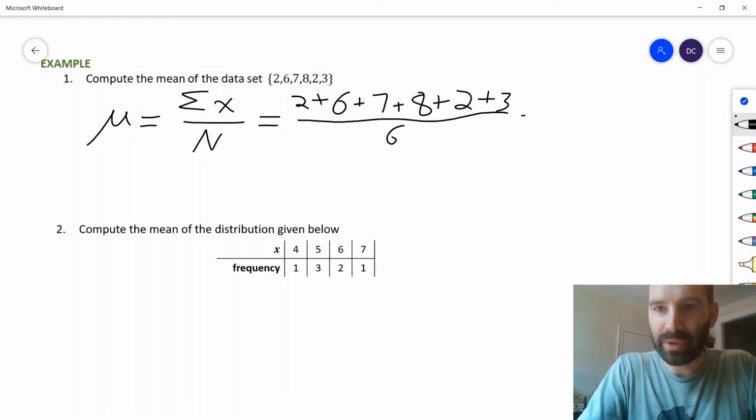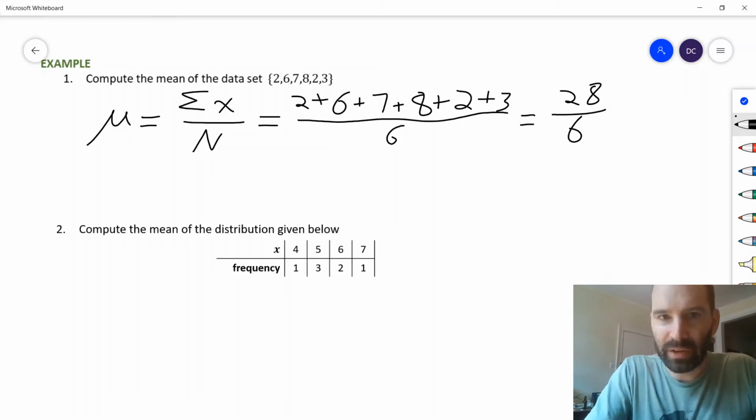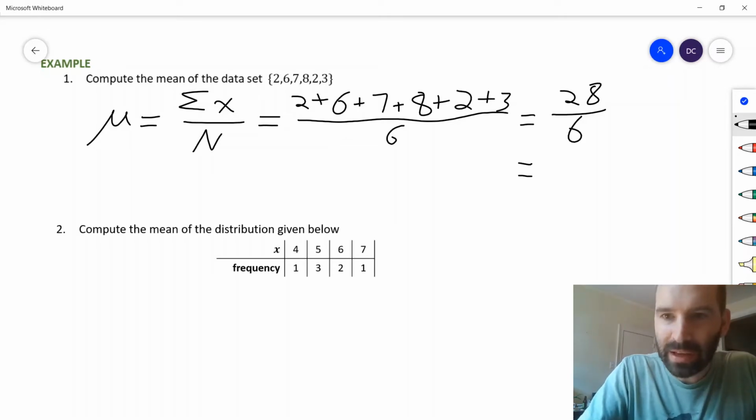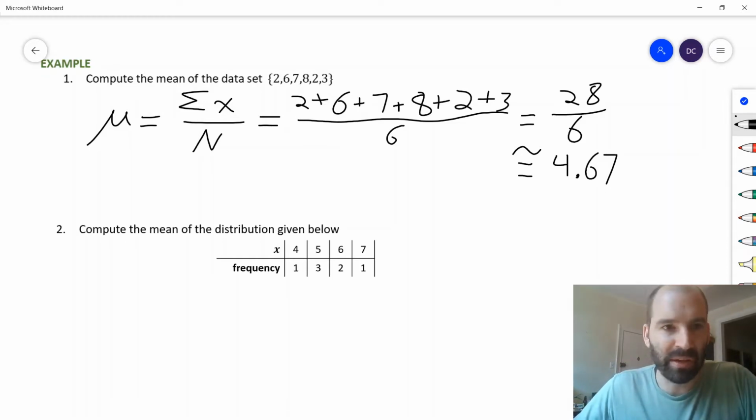So let's add up that numerator. We get 28 over 6. Make sure when you do this on a calculator that you do the numerator first before you divide, right? If you just type all that in and hit divide, you may get the wrong answer. Make sure you finish computing the numerator first. And what we get here is approximately equal to, I'm going to round to 2 decimal places, 4.67. So 4.67 is the mean of this data set.